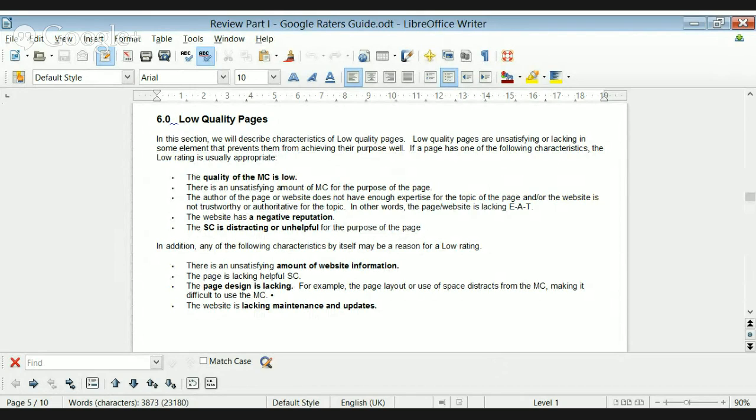Well, right, here's your list of what, at least to the reviewers, makes up a low-quality page. Is the quality of the main content low? Is there an unsatisfying amount of main content for the purpose of the page? Does the author of the page or website not have enough expertise on the topic? Or does the website have a negative reputation? The secondary content is distracting or unhelpful. In addition, the following characteristics by themselves may be a reason for a low rating: an unsatisfying amount of website information, and that's your contact and about us pages. The page is lacking in helpful secondary content. The page design is lacking, for example, the page layout or specific elements of it distract from the main content, making it difficult to use. Or the website is lacking maintenance and updates, the one that Bill mentioned earlier.